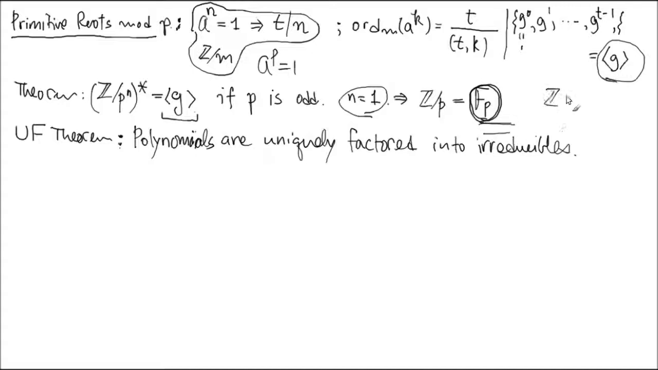Remember z mod 6, what happened in z mod 6? Anybody remember that? You did the homework? It factors differently, right? So it doesn't work, but Fp works. Unique factorization is important.